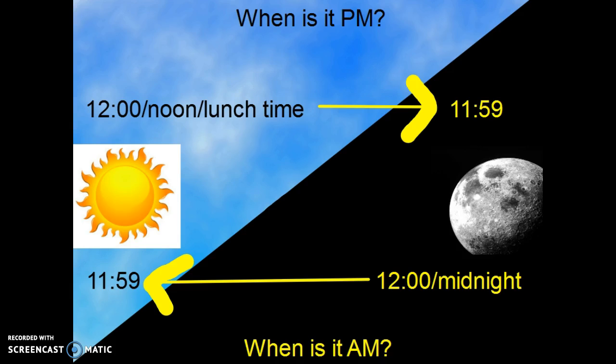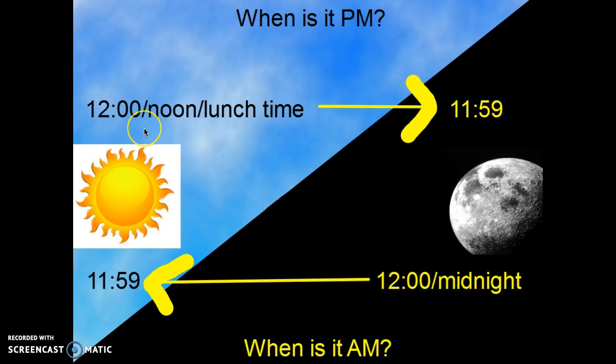Other than being able to tell time, we also have to know if it's AM or PM. And it's not even quite as easy as saying morning and nighttime, because it overlaps a little bit. PM is from 12 o'clock, noon, or maybe lunchtime, to 11:59 at night. That's pretty dark. Whereas AM starts at midnight, it's 12 o'clock midnight, and goes all the way to 11:59 right before lunchtime. So as you can see, it's a little bit hard to tell exactly when things happen here.